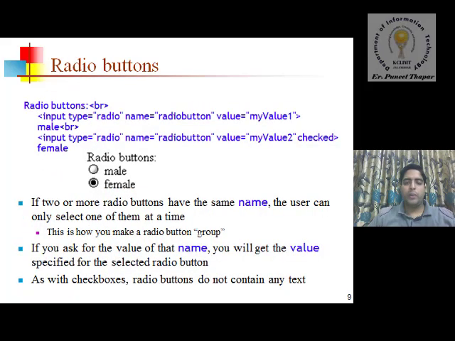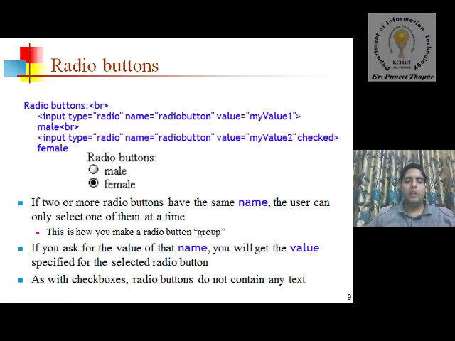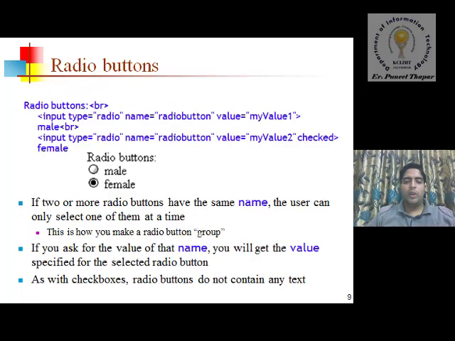Next one is the radio button. That is similar to a checkbox, but the difference is that if there is more than one radio button on our screen, we can select only one radio button at a time. But in a checkbox, we can select multiple checkboxes at a time. So how to use a radio button? We use input type again, type is radio, name is specified, value is specified, and the value is male. And another input, name is specified, value is specified.